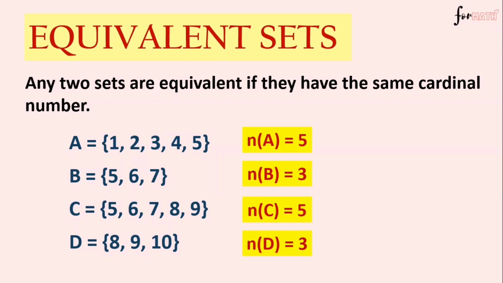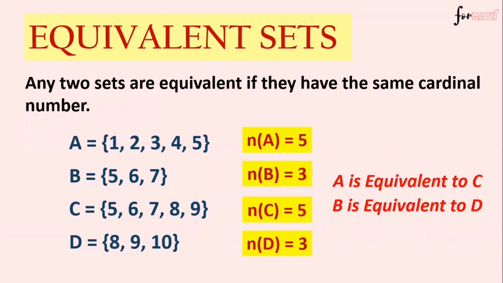So therefore, we can say that set A and set C are equivalent sets. Okay? And B and D are equivalent sets. Okay? Because they have the same cardinality. Okay? But we cannot say that A is equal set to C. Kasi hindi naman pareho ang kanilang elements. Okay? Though may 5, pero yung 6, 7, 8, 9 ay wala sa A. 1, 2, 3, 4 ay wala sa C. Okay? So therefore, it's not equal set, but equivalent set.